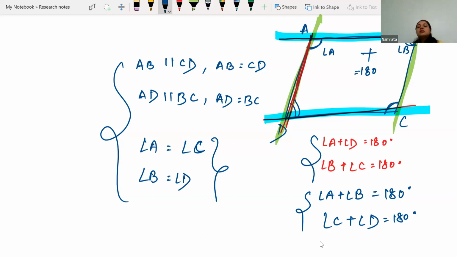Ma'am, there is no one proper definition which will justify that A is equal to C, B is equal to D? There is a proper method to prove that yes, opposite angles are the same. That method we will be discussing just after a while. For now, we are just learning the properties as they are, and after a while we will be proving a few properties. Okay, ma'am.